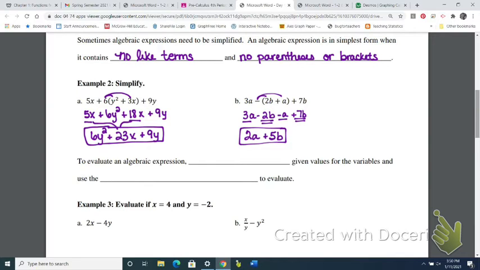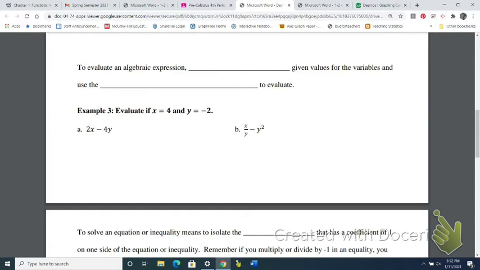Next, we need to talk about evaluating. To evaluate an algebraic expression, we are going to substitute given values for the variables and use the order of operations to evaluate. Remember, that means first we do parentheses, then multiplication and division, then addition and subtraction.